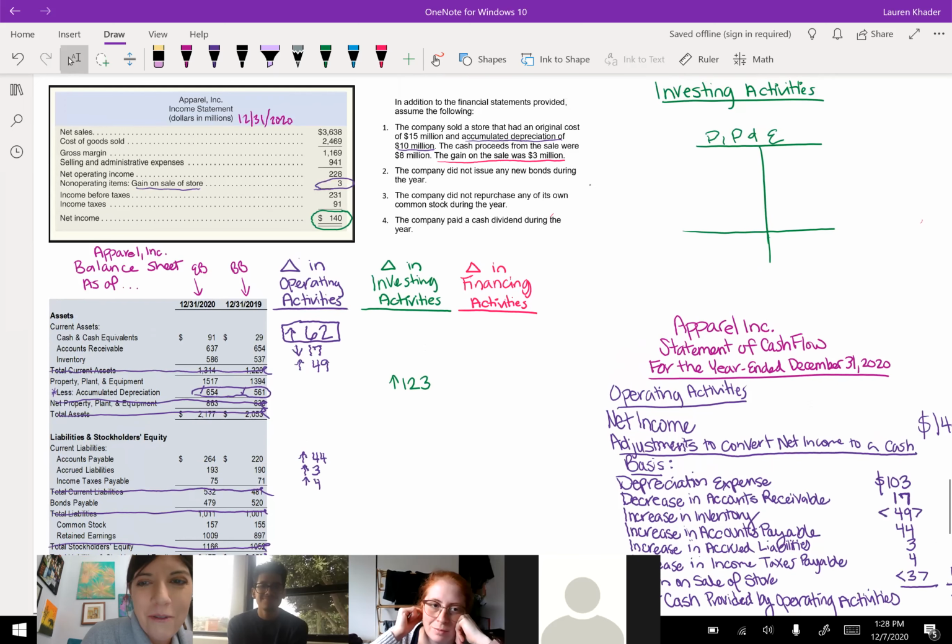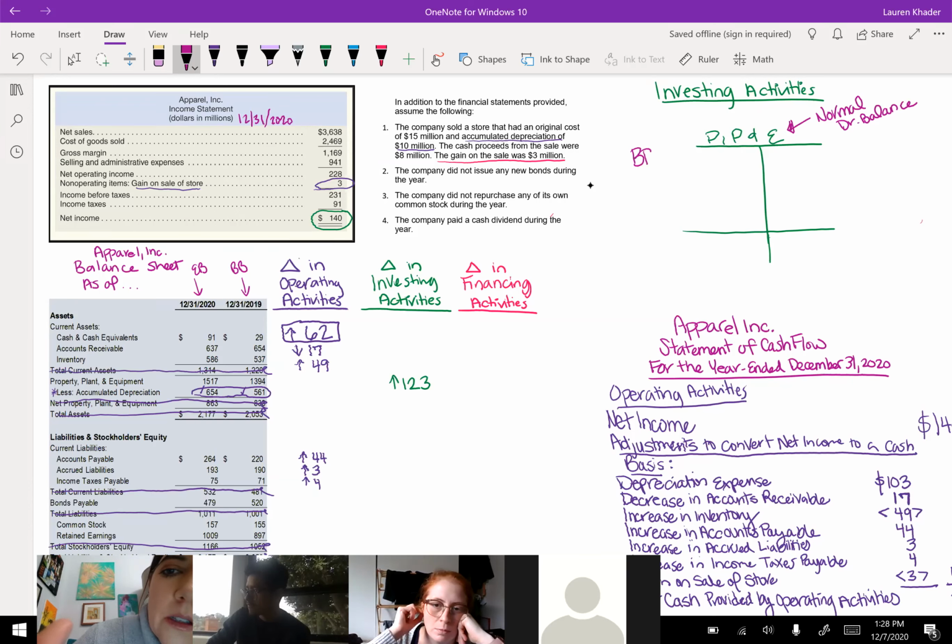So we're going to go up above because that's where I fit it in. It's trickier not having a whiteboard for this chapter, not going to lie. And we're going to look at the property, plant, and equipment T account. Remember, this is an asset, so it has a normal debit balance. So the beginning balance, our balance that we start the year with, 12/31/19 balance, was 1394. The ending balance, what we end the year with, was 1517.